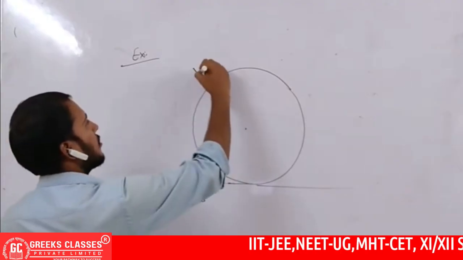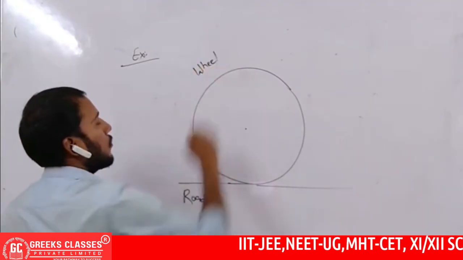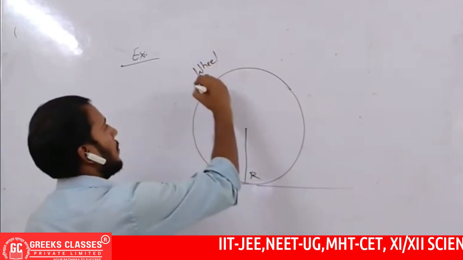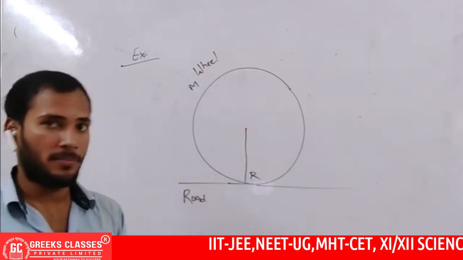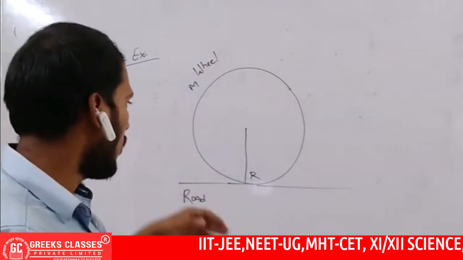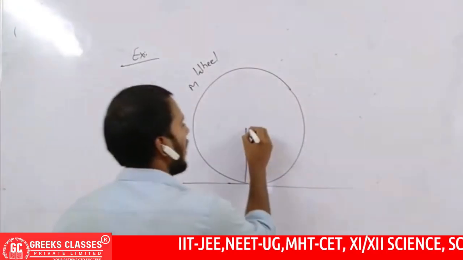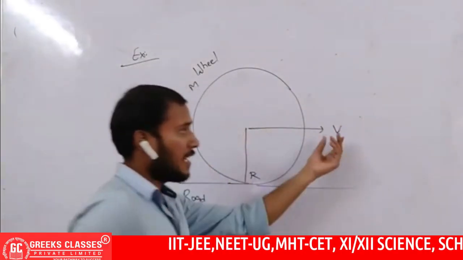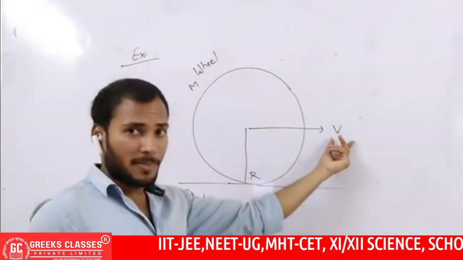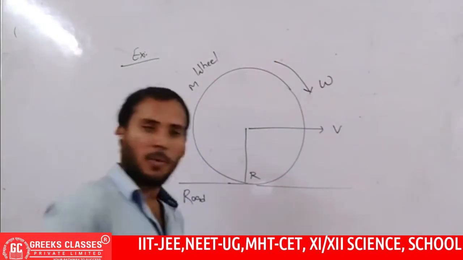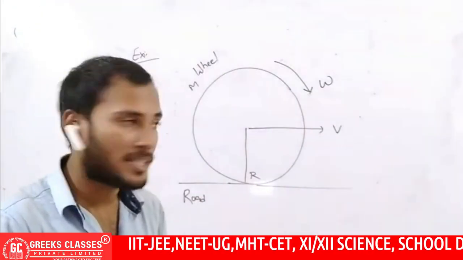This is the wheel. Okay? Its radius is given as r. Mass of the wheel is given as m. Now, the first thing is combined rotation and translation. Assume the bike is translating with velocity of center of mass as v, and it is rotating with an angular velocity omega. So combined rotation and translation.